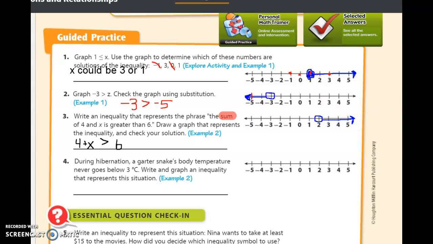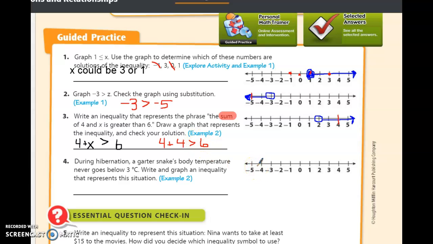It says check my solution. I do that by picking a number in the highlighted area. Maybe I'll pick this 4, and I'll substitute in 4 plus, and I chose 4 as x, so I'll put another 4, is greater than 6. Is that true? Is 8 greater than 6? Yes, it is, so I know I got it right.